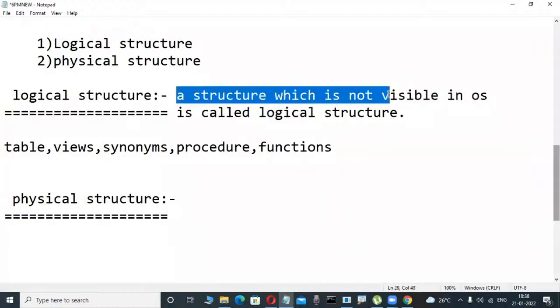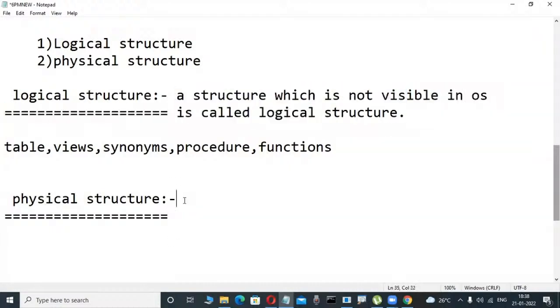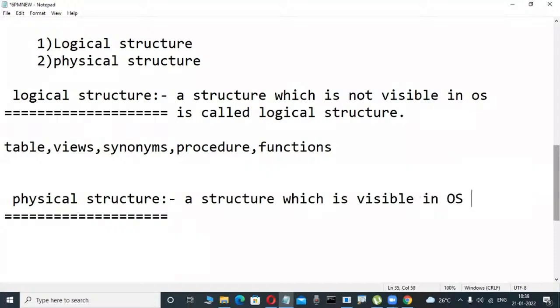A structure which is visible in the operating system. So now here, don't write it, observe it. A structure which is visible in the OS, the operating system, is called a physical structure.